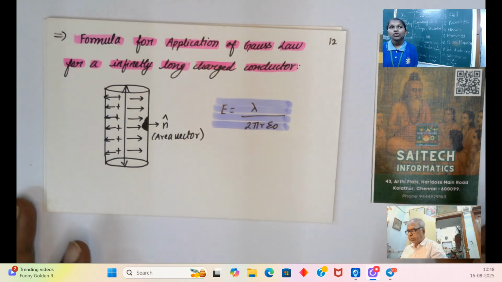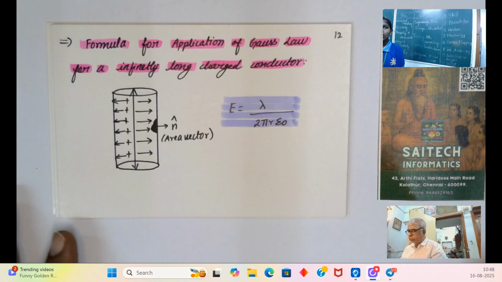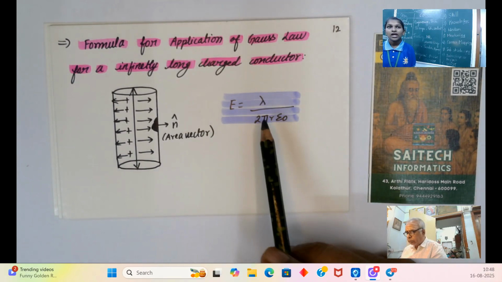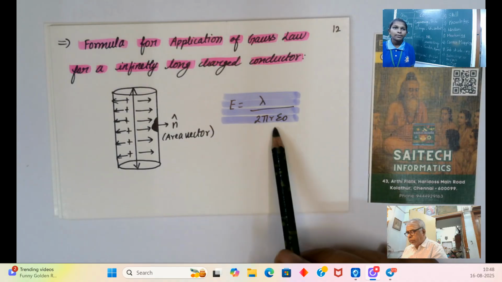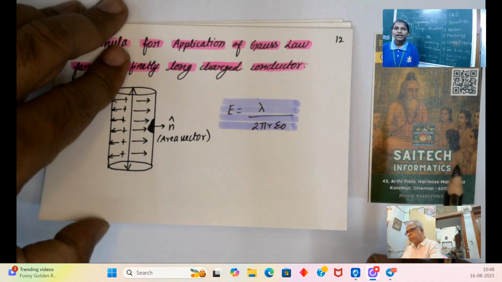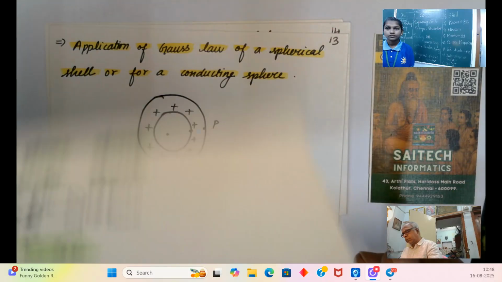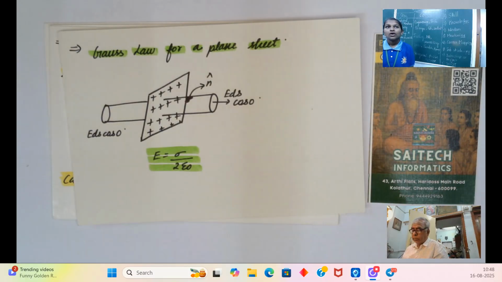Now we'll be seeing the formula for application of Gauss law for an infinitely long charged body, as I have represented through a diagram, where E will be equal to lambda by 2 pi epsilon r. And now we are going to see Gauss law for a plane sheet, represented through a diagram, and its formula will be E is equal to sigma by 2 epsilon naught.